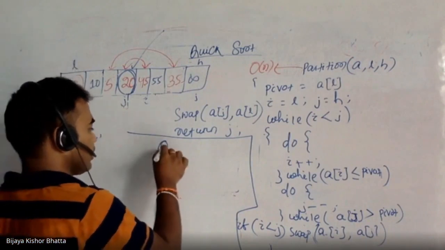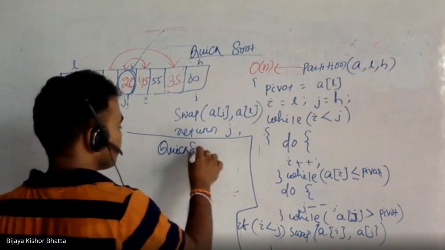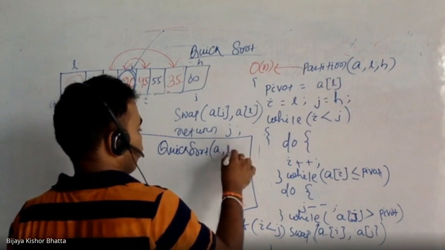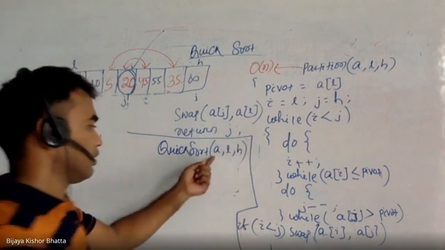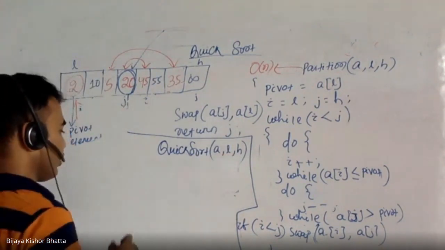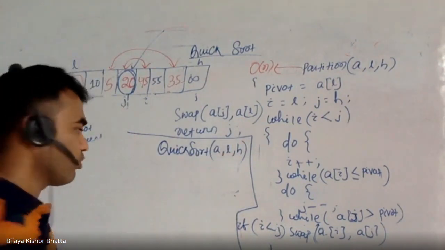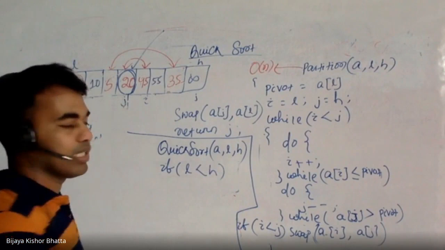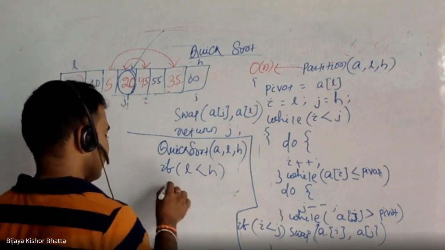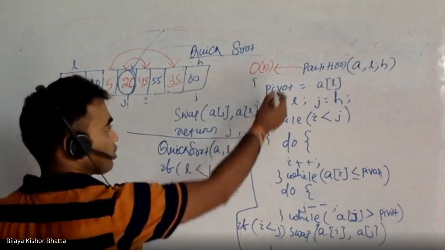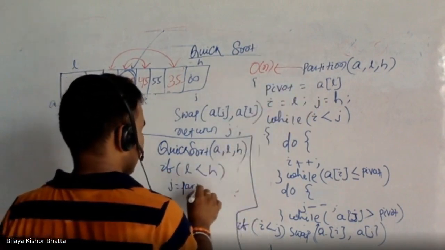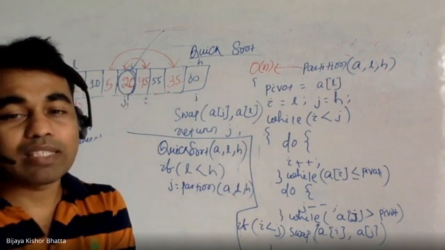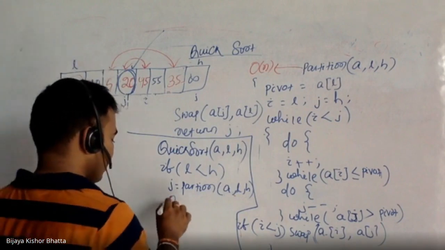Let me write it quickly. Quicksort. What parameters is it going to take? It is again going to take the same parameters: A, which is the array, low and high. What it will do is, if low is less than high, it will do a partitioning. So j equals, it will call the partition method, partition A, low, high. Once the partitioning is done, it will call the quicksort method.